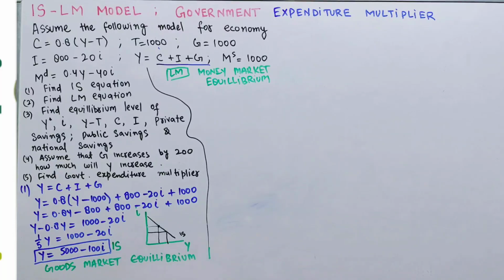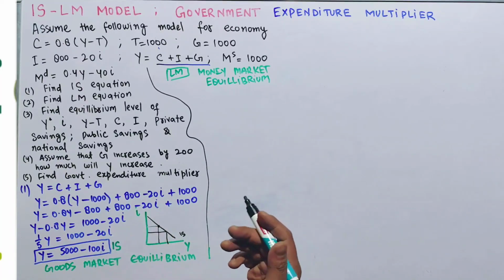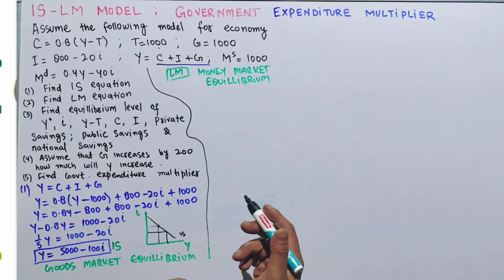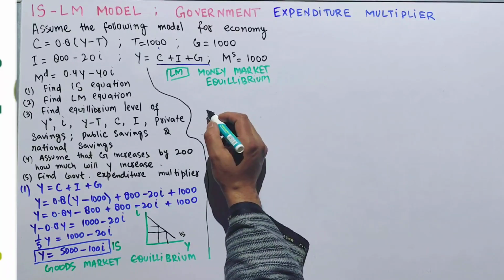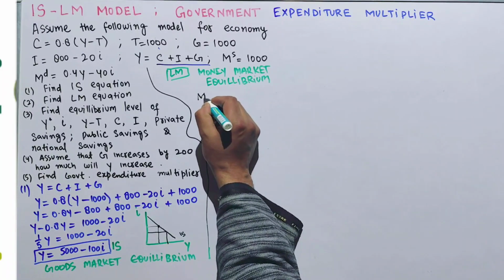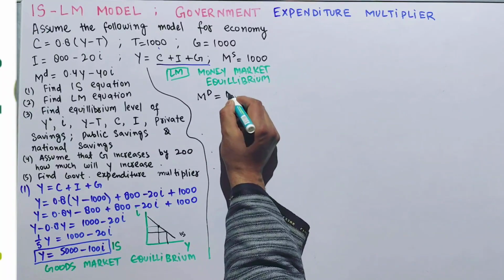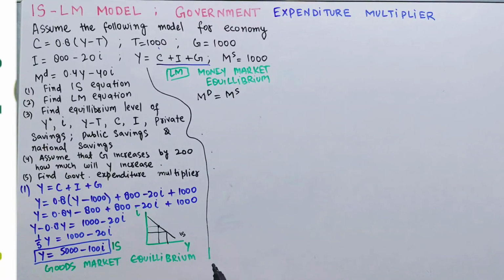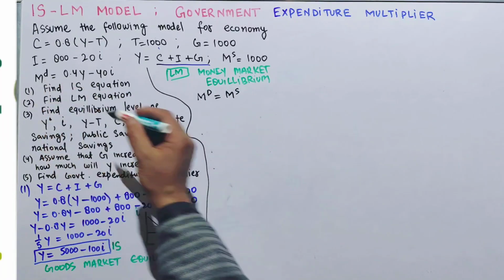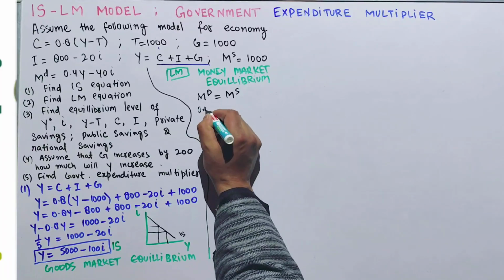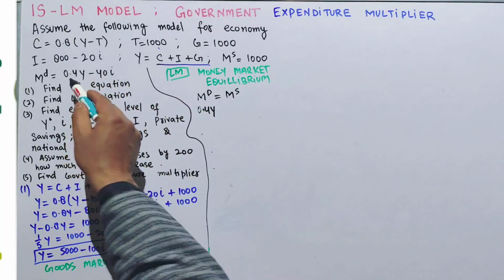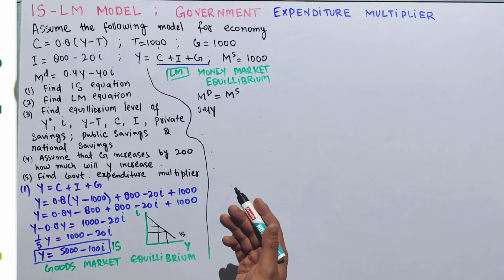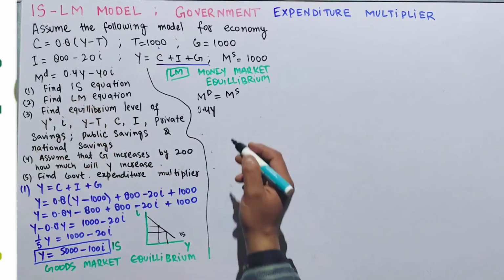So the LM curve shows us the money market equilibrium. Money market equilibrium occurs where money demand is equal to money supply. What is demand for money? Demand for money is given as 0.4y. That means demand for money is a positive function of the level of income. If income increases, demand for money increases.